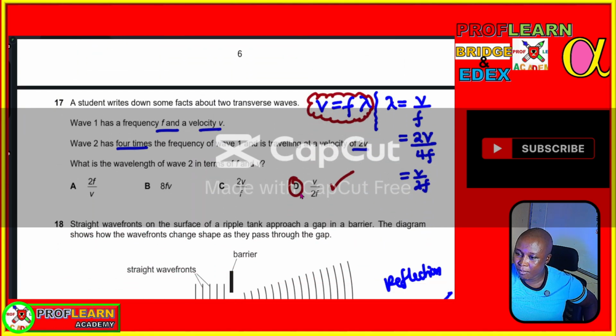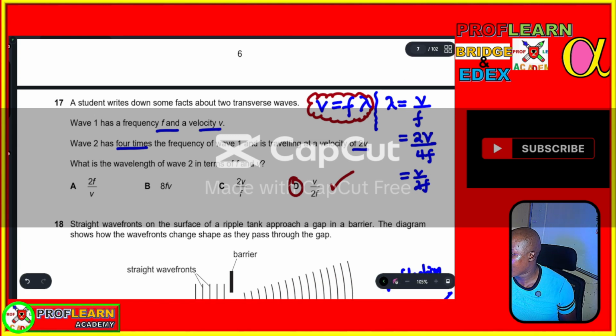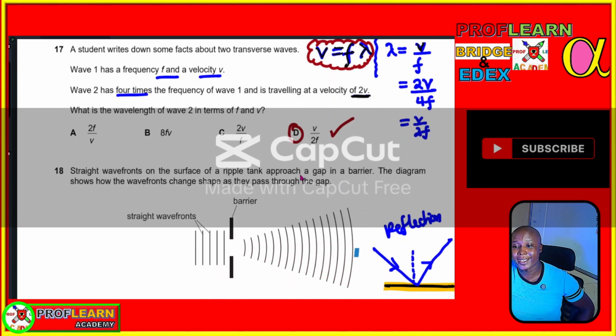A student writes down some facts about two transverse waves, and says that wave 1 has a frequency f and velocity v. Wave 2 has 4 times the frequency of wave 1 and is traveling at a velocity of 2v. The first concept we need to remember is that v equals f lambda. This is the wave equation. If you make lambda the subject, lambda equals v over f, but our v is 2v, so we shall say 2v over 4f. If you simplify this, you are going to get your answer as D. Question 18.